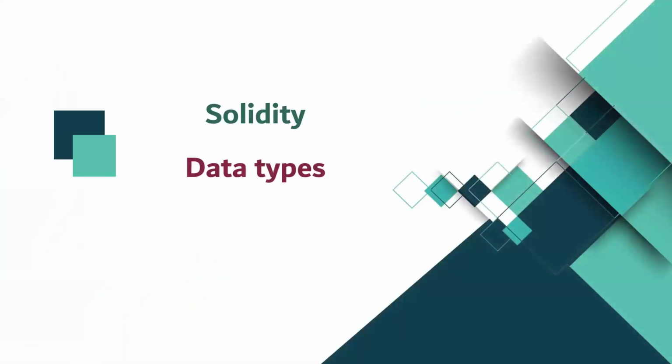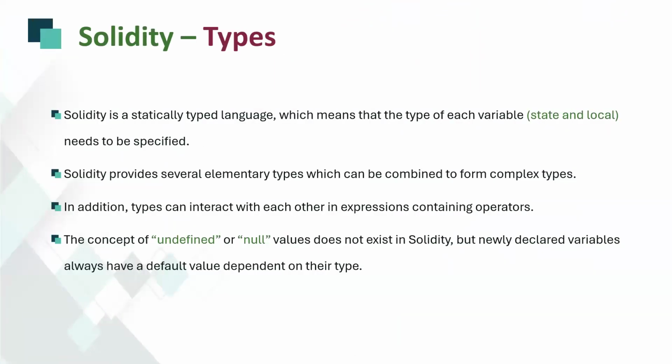About the Solidity data types. Solidity is a statically typed language, which implies that the type of each of the variables should be specified. Data types allow the compiler to check the correct usage of the variables. So the declared types have some default values called zero state. For example, for bool, the default value is false.